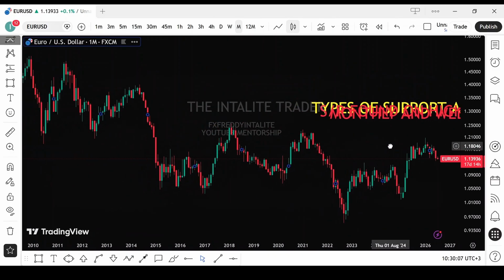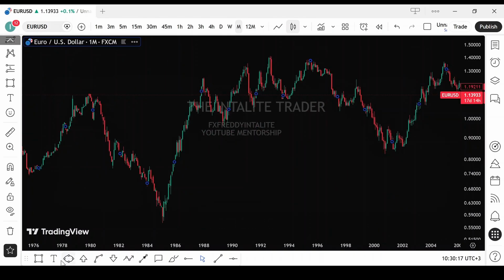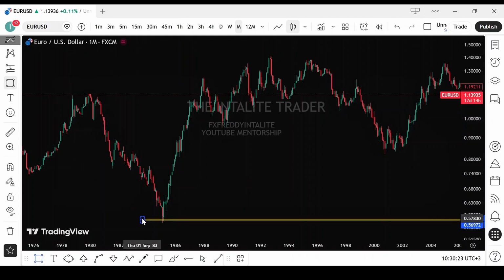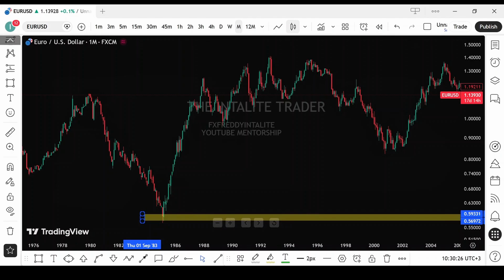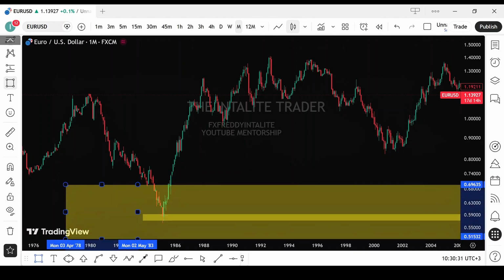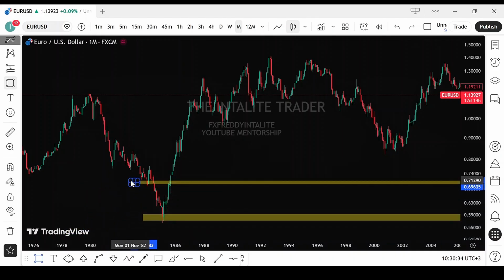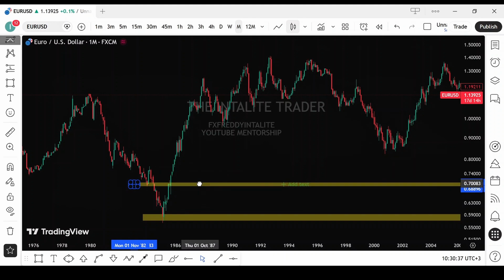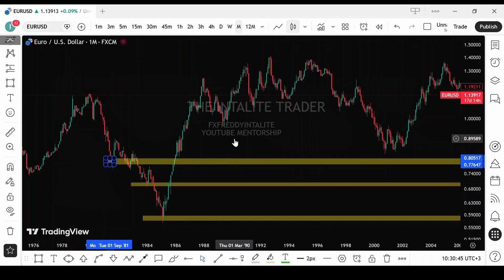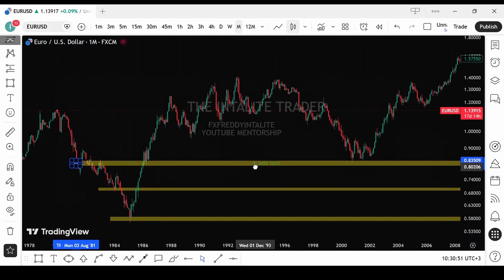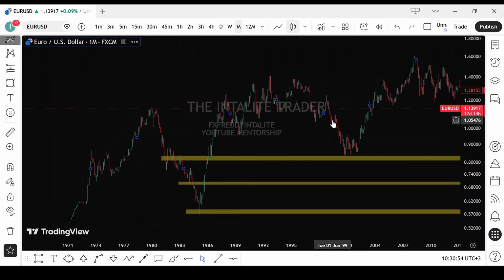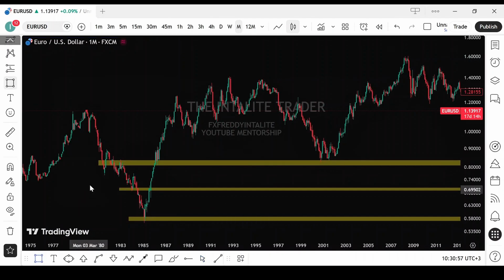On the monthly time frame, you're going to see here price gave you a level, you mark it. The same thing applies to this. Price gave you a level here, you mark the same level here on the monthly. Mark the level. Then you come and mark the same level on the monthly time frame.